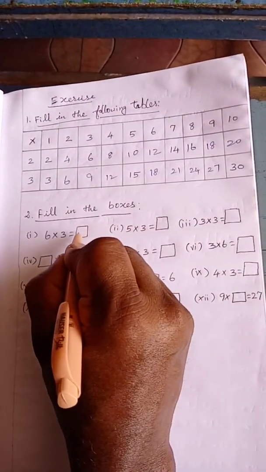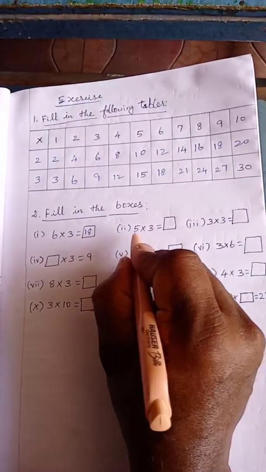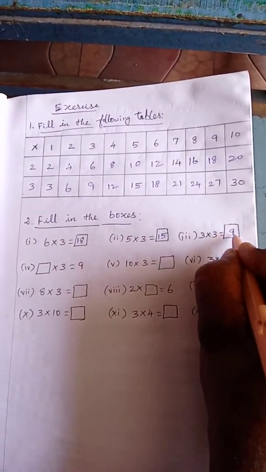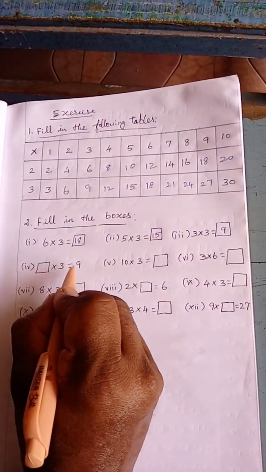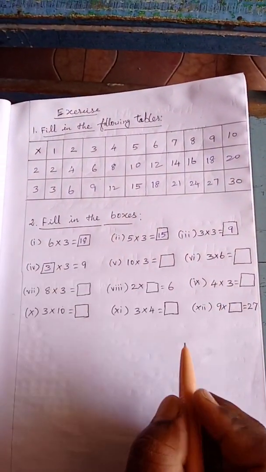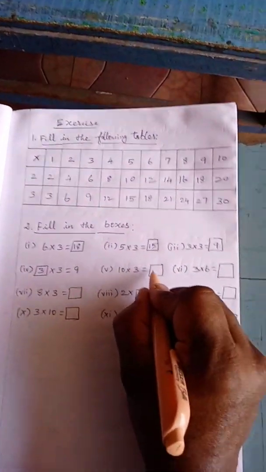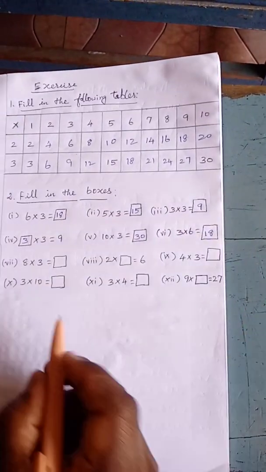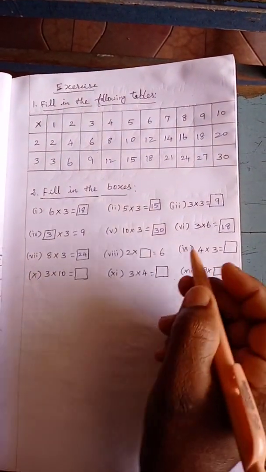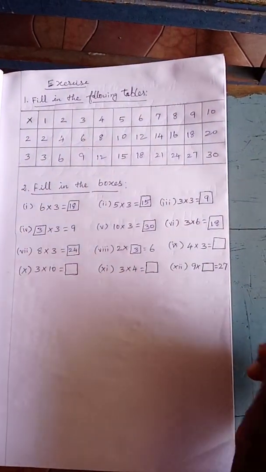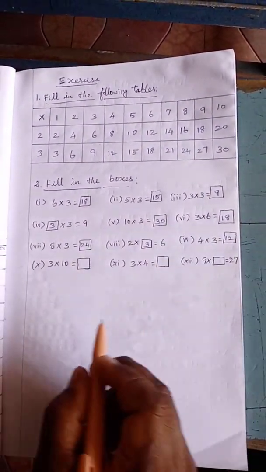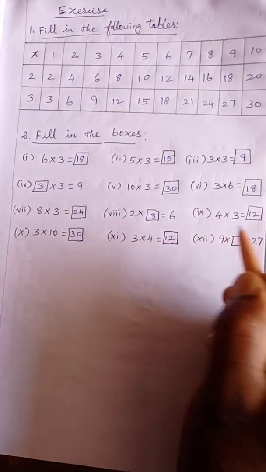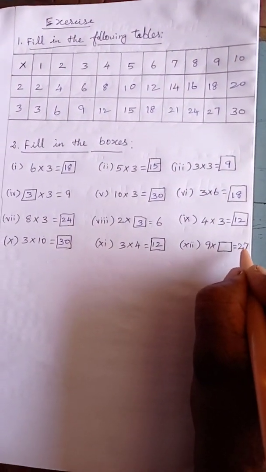6 3s we already know. 6 3s are 18. Next, 5 3s are 15. 3 3s are 9. Dash into 3 equal to 9, so 3 3s are 9. Already we learned. So 10 3s are 30. 3 6s are 18. 8 3s are 24. 2 3s are 6. 4 3s are 12. 3 10s are 30. 3 4s are 12. 9 3s are 27.